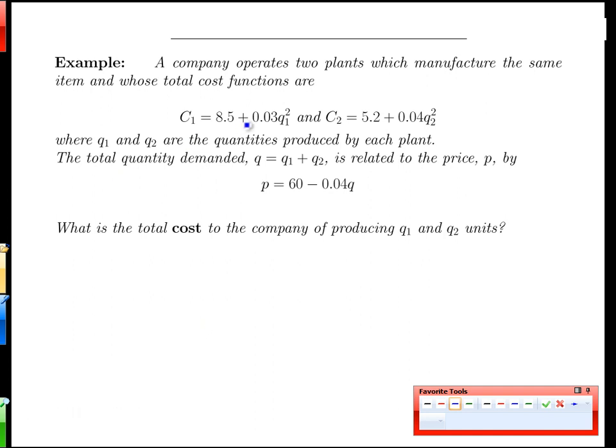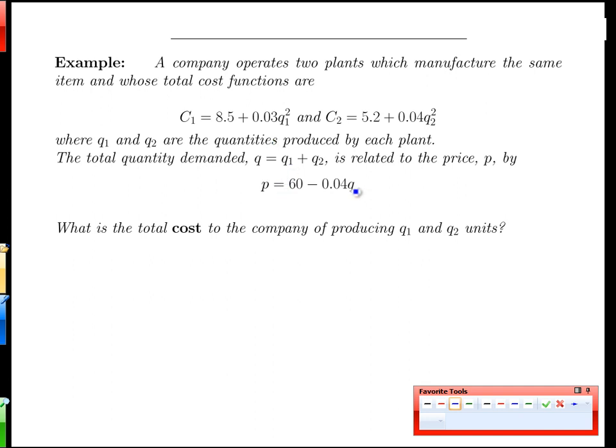What we have here is costs on the manufacturing side, and we can choose to produce Q1 units at plant 1 and Q2 units at plant 2, and here are the costs associated with those. The total quantity that is demanded is going to depend on the price we set. So this is going to be a fairly involved example combining the price and costs of the production.